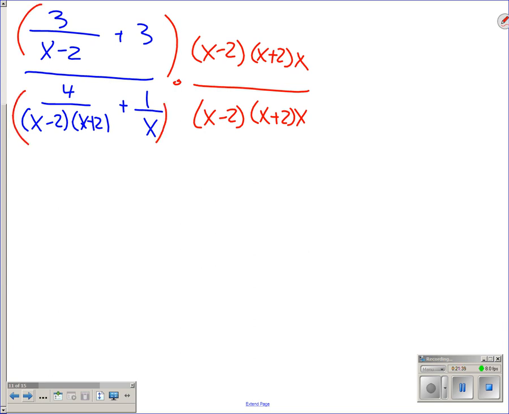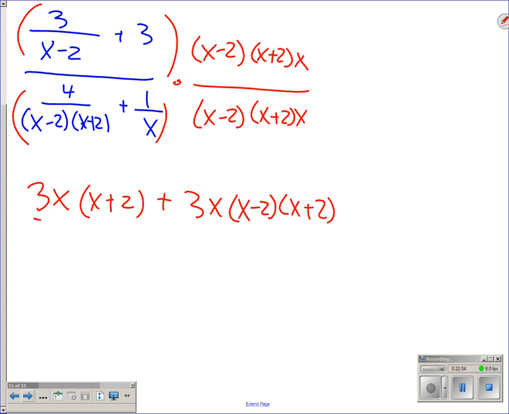Okay? When I do it to the top left one, the x minus 2 cancels out, and I'm left with 3x and x plus 2. The 3 has nothing with it, so that's just going to be plus 3 times 3x. And I still have the x minus 2 and the x plus 2. None of those canceled out. On bottom, both the x minus 2 and the x plus 2 cancel out, and I'm left with just 4 times x. And then on the right fraction, the x is canceled out, so I'm left with just x minus 2 and x plus 2.